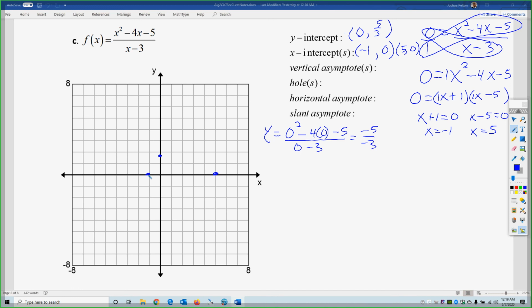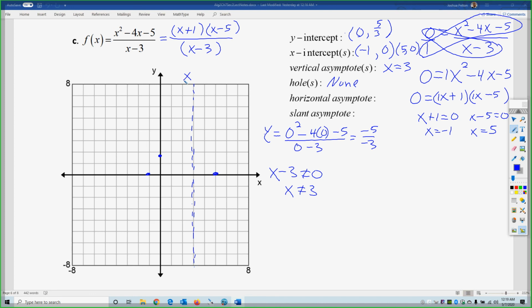Okay, it's an odd graph so far. So let's try our vertical asymptotes. The numerator and denominator have no factors in common, because as you see, when we factored this, that was x plus 1 and x minus 5, so had nothing in common. Therefore, there are no holes. But the x minus 3 cannot be 0, so therefore x cannot be 3. So we have a vertical line of x equals 3, which means that right-hand point does not connect to the 2 left-hand points that we have so far.